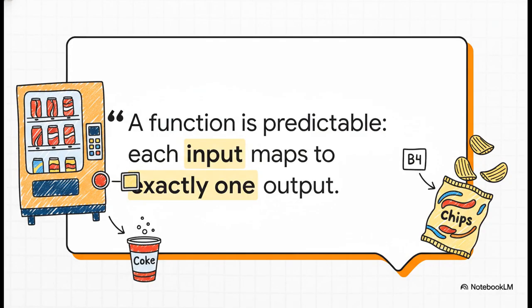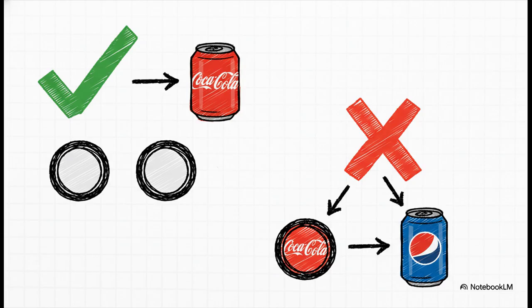Here's the best way to think about it. A function is like a perfect vending machine. You hit the button for Coke, you get a Coke every single time. You press B4 for chips, you get chips. It's completely predictable, no surprises. Okay, and this is the critical distinction, so lean in for this one. It is totally okay for two different buttons, let's say A1 and A2, to both give you a Coke. That's fine. Multiple inputs can point to the same output.